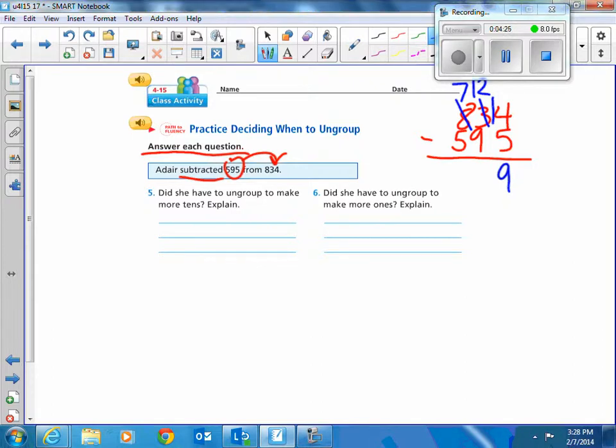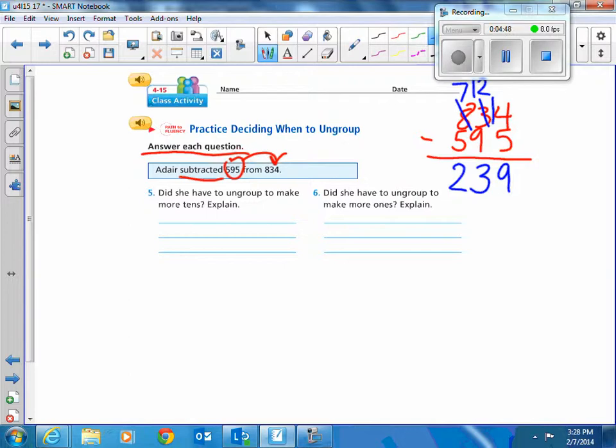So now 12 take away 9. What is 12 take away 9? You answer that question in your head. That's right, it's 3. And now I can say in my hundreds place, 7 take away 5 is 2. So my difference, remember we talked about what the difference is? The answer to a subtraction problem? My difference is 239. Okay?